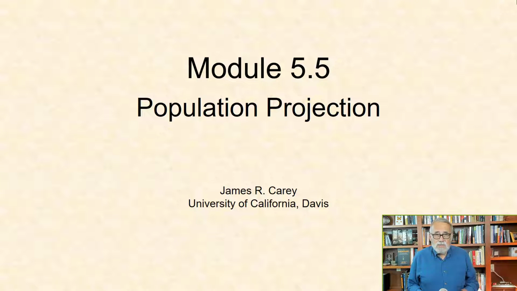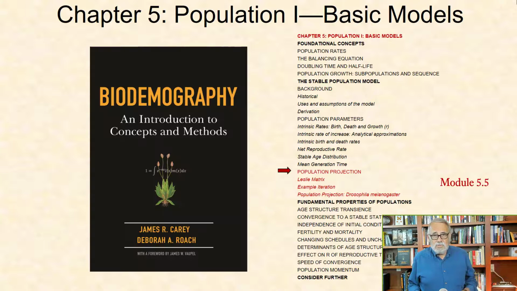In this module of Chapter 5 on Basic Population Models, Module 5.5, I cover population projection, including the Leslie matrix, example iterations of this matrix, and population projection of Drosophila fruit flies.